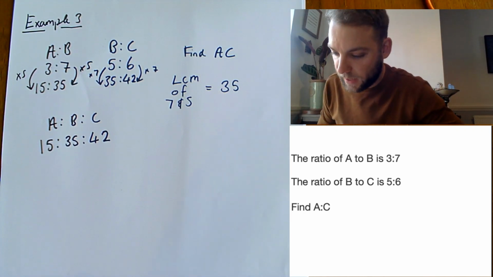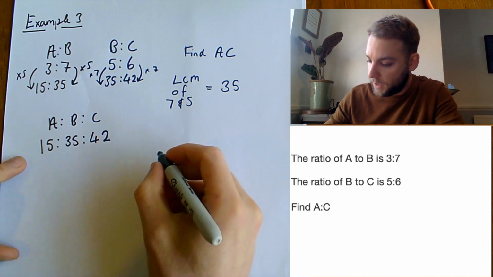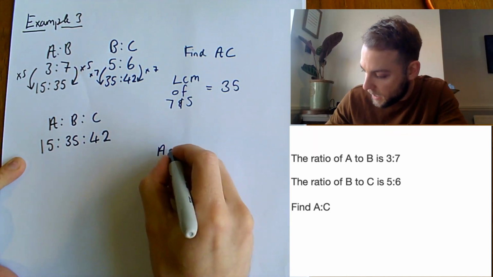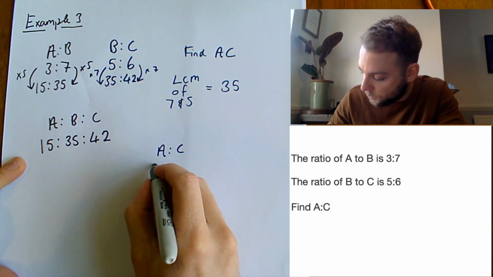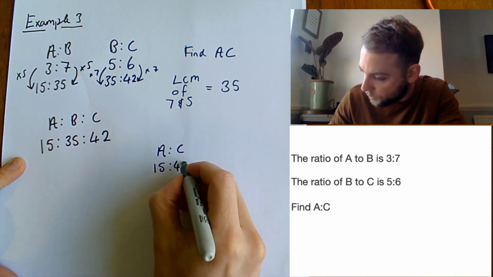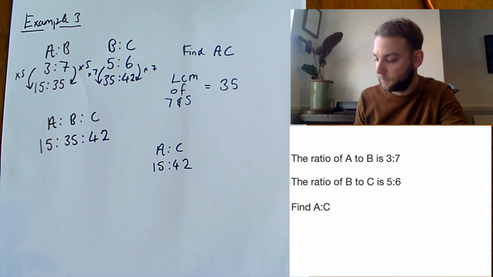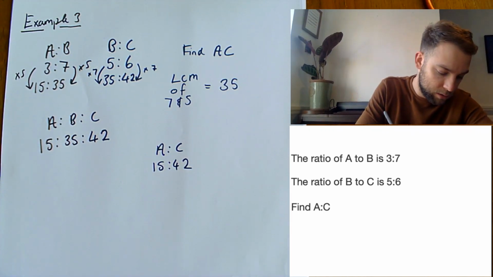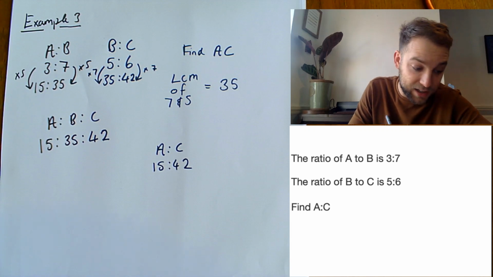So with this one now, we know that we've got A to B to C, but we only want A to C, which is going to be equal to 15 to 42. We can actually simplify that.